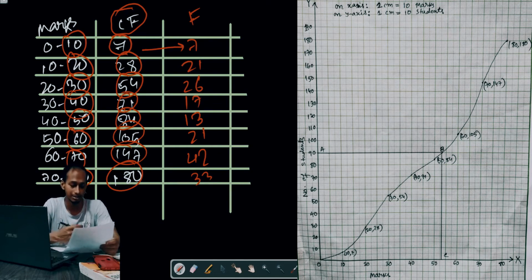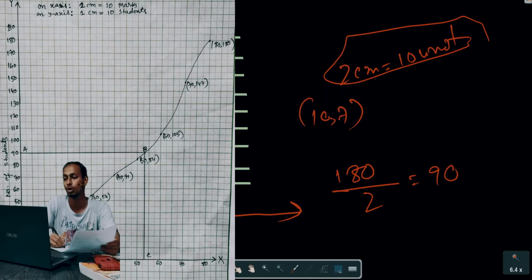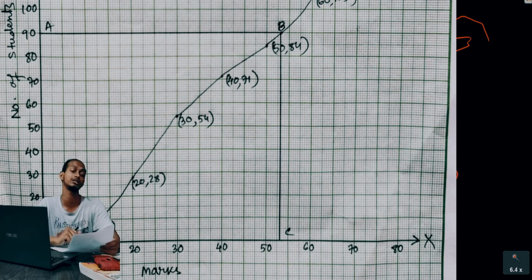In this manner, I have plotted all the points, because you have learned this plotting on graph paper in class 9 already. I've plotted them and joined them with a freehand curve. Then to find the median, we have to see the last cumulative frequency. The last cumulative frequency is 180. Divided by 2, we get 90. So we have to find this 90 on the y-axis, the frequency axis, and the frequency axis we always take on the y-axis.